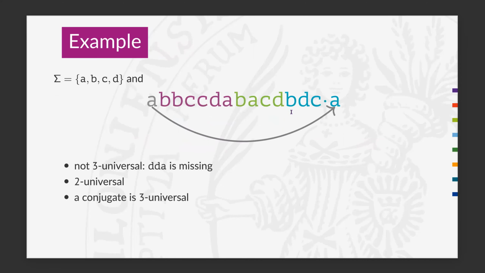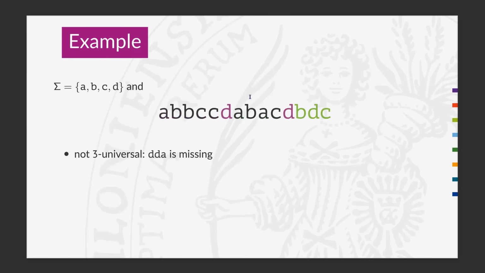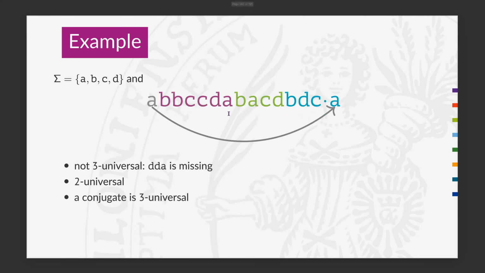And if I move the first A to the very end of the word, which is a conjugate, then I'm 3 universal. So if we go back here, the modus was a D. So it is allowed that the modus changes. It's allowed that I move the arches to the right, but in the end, I get an additional arch. So a conjugate is 3 universal. So we are circular 3 universal.